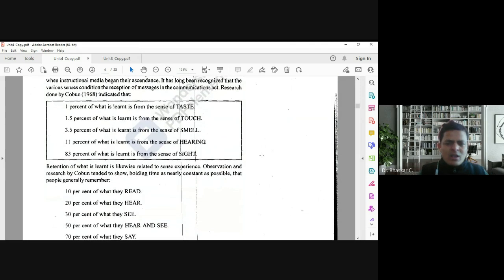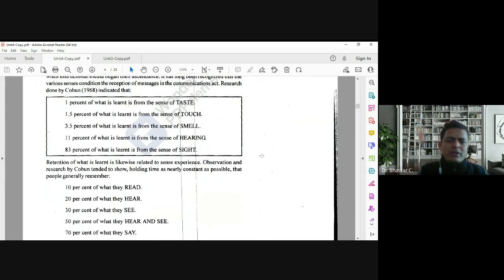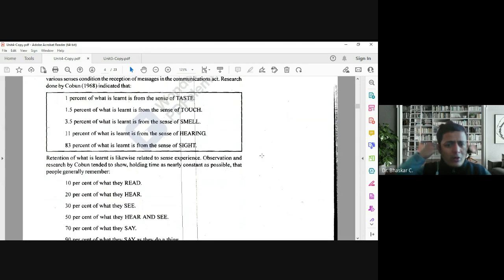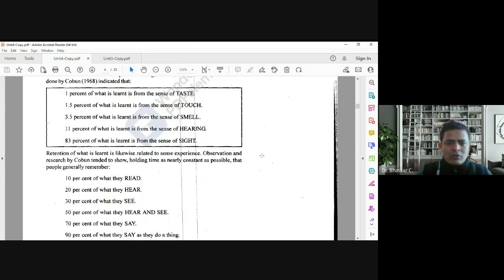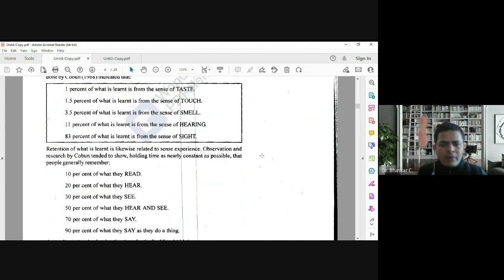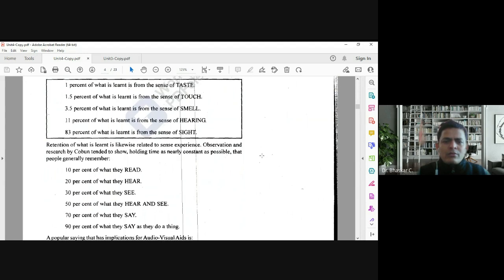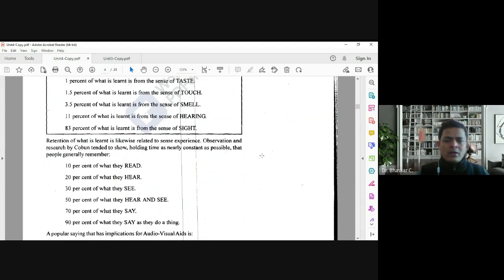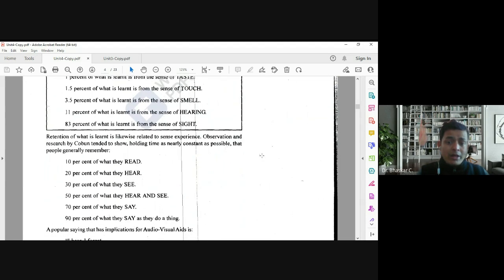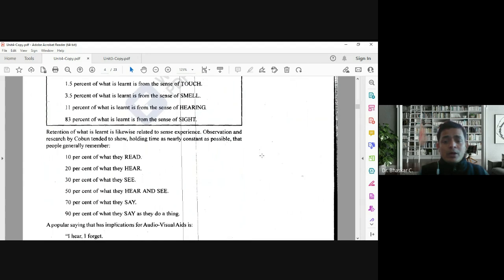Whereas what we taste, we will just forget the taste in a few seconds, or maybe in just 1 minute only. What we touch, we may forget a little later. What we smell, again, we just forget, it just gets down from our mind. What we hear, it is in our mind, right? But that also only up to a certain percentage.